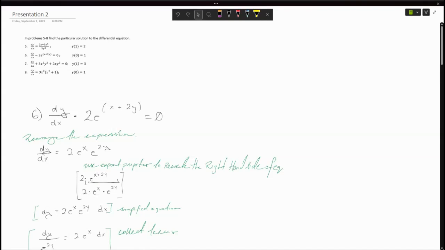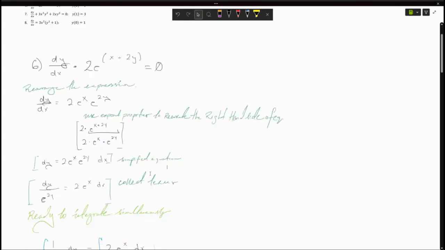So we have 2 times e to the x times e to the 2y. And then we can rewrite all that as a product. And we have our simplified equation. And then we can go ahead and collect our terms by moving the y's to one side and the x to the other side, depending on the operation that happened.